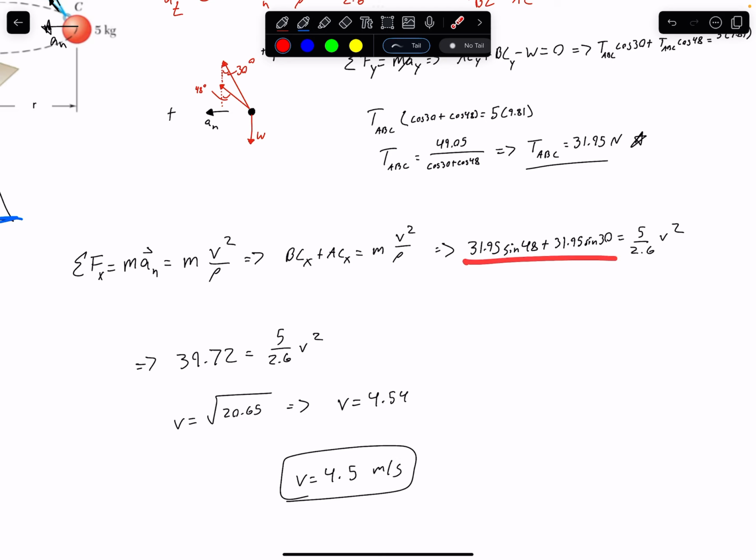So, do a little bit of algebra here. We'll just double check the work again. 31.95 times sine 48 times sine 30 times 2.6 divided by 5, square root. We get 4.54 meters per second, but we are just going to one decimal place, so velocity is equal to 4.5 meters per second.